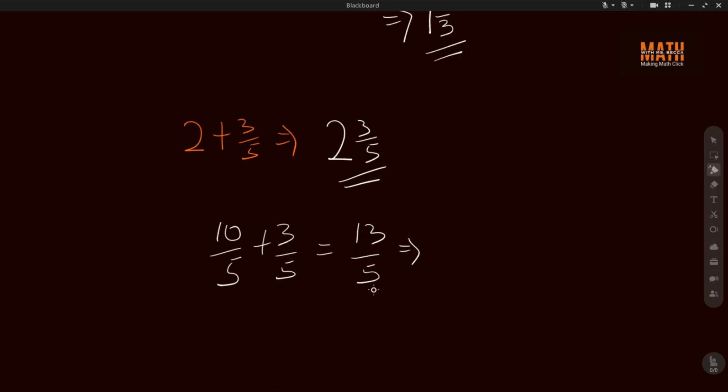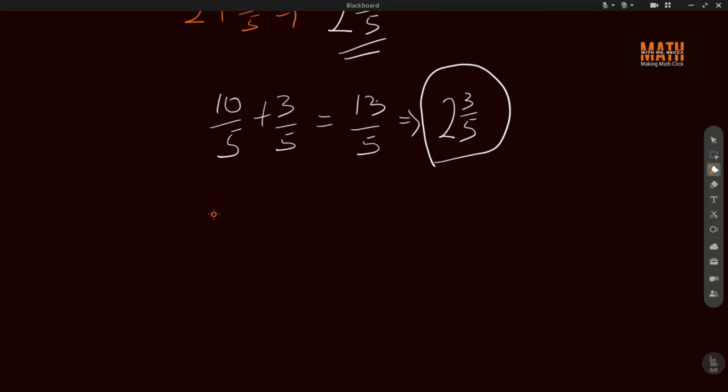And then how many times will 5 go in 13? It will go 2 times, and then we have the remainder 3 over 5. So this is why you can just add them straight up like this and get the answer. Now add 7 over 12 and 3 over 12 and leave your answer in the comments.